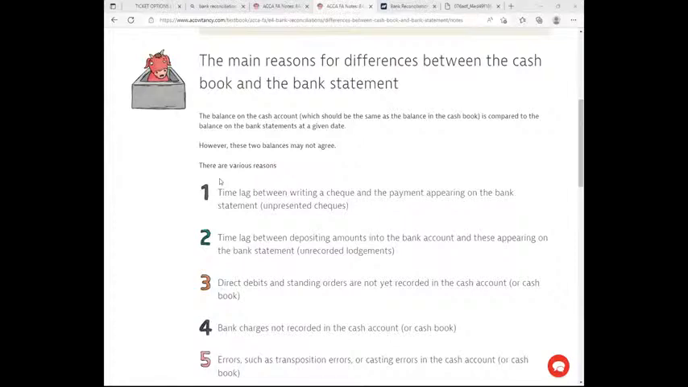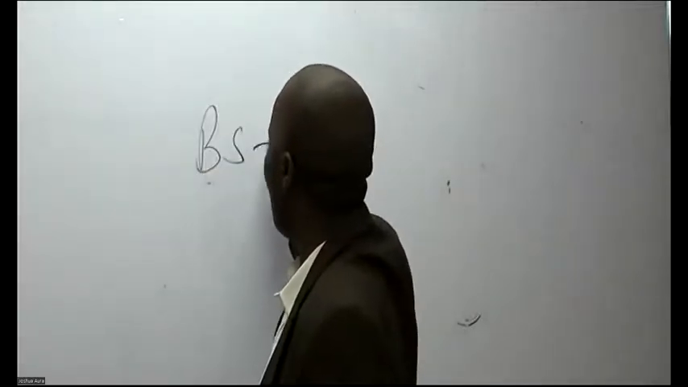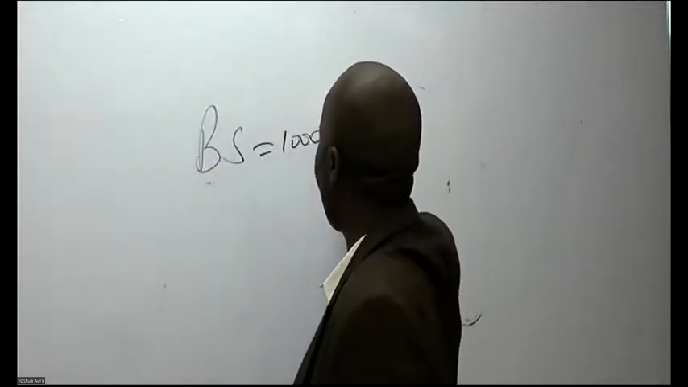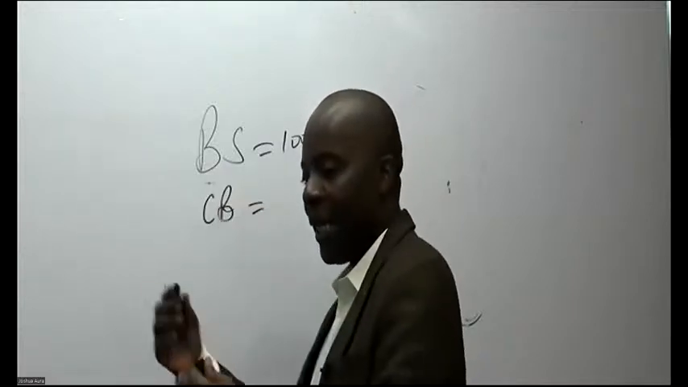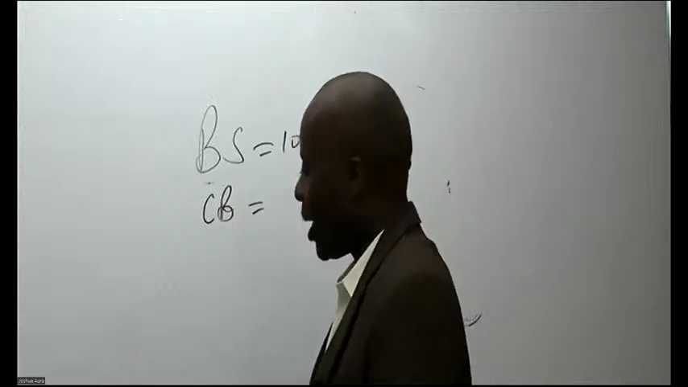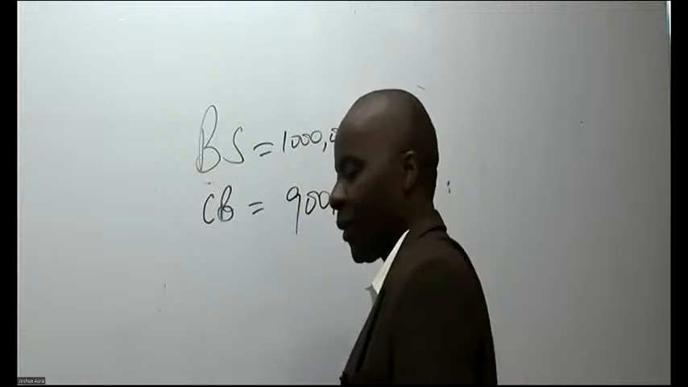Why would you have a bank statement, which, in this case, for example, at the end of the month, when you go to pick it up or when they send you an email, the bank statement indicates how much you have? So we have a bank statement which indicates, for example, 1 million. And then, of course, the accountant in the office here has been maintaining a cash book, whose balance in this case is 900,000 Kenya shillings.